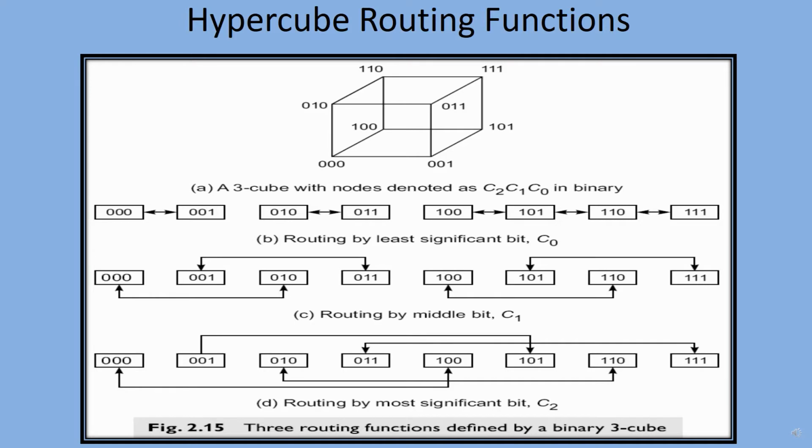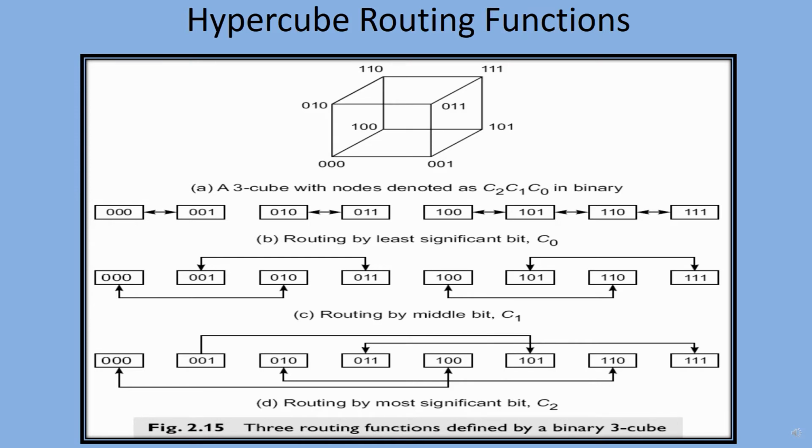Now if you look at the middle bit, then the combination 000 is paired with 010. So when it is 000 and 010, the bit change will be only in the middle bit. The other two bits are constant. Similarly 001 and 011. Again the difference is in the middle bit. So that is the kind of routing we can do with respect to the middle bit.